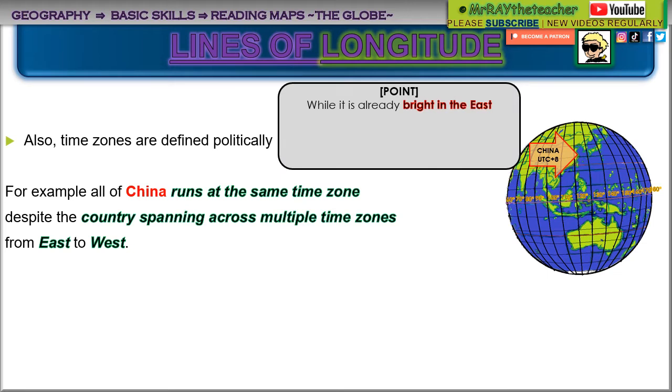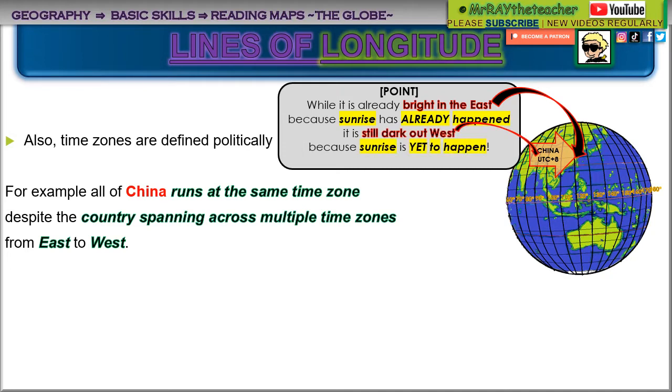East to west. So here's the point. While it's already begun, and it's bright in the east, because sunrise has already happened, it's still dark in the west, because sunrise is yet to happen. All the while, it's the same time. It's still, for example, 7 a.m. So 7 a.m. out east, say in Shanghai, might be sunrise.